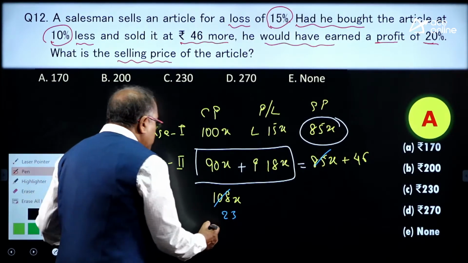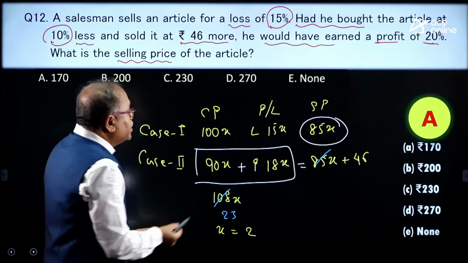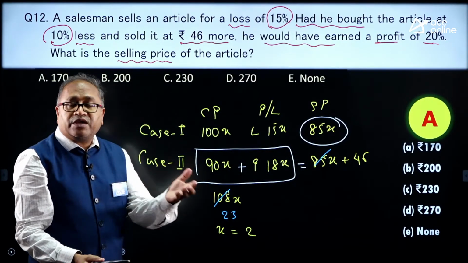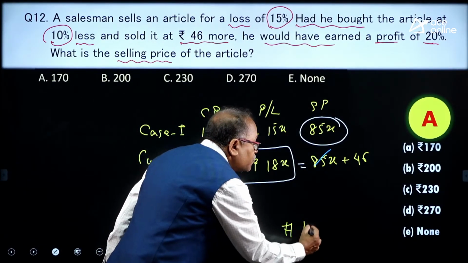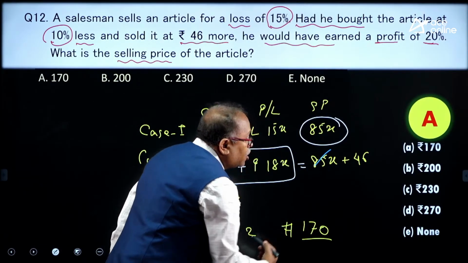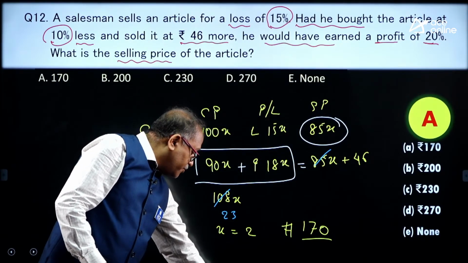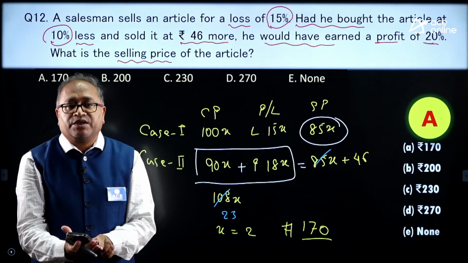Done. So, if x is equal to 2, then what is the selling price over here? 85x, 85 into 2, 170. So, my required value is 170, option A. And Anusha has rightly said option A.